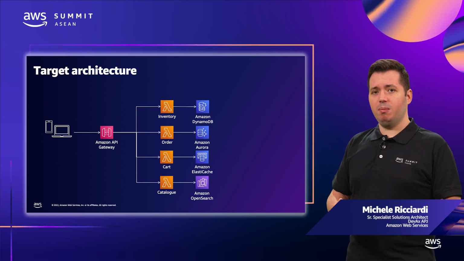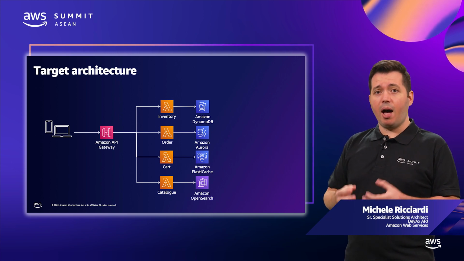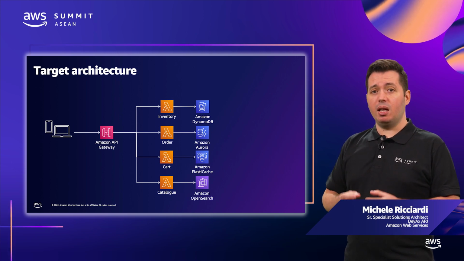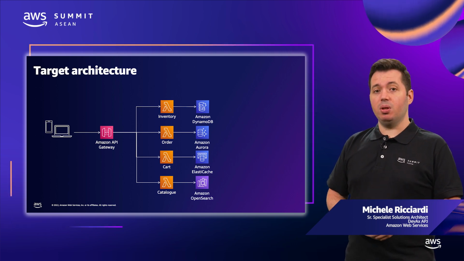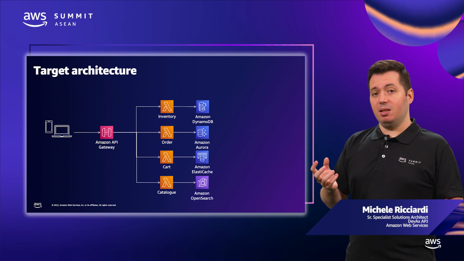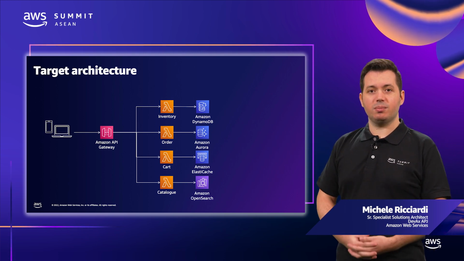One question might be, with separate databases and separate microservices, how can we deal with updates that need to be propagated across those microservices boundaries? For example, the catalog needs to be updated every time that there is a change in the inventory. So how do we do that?